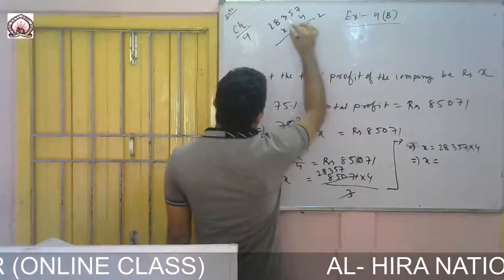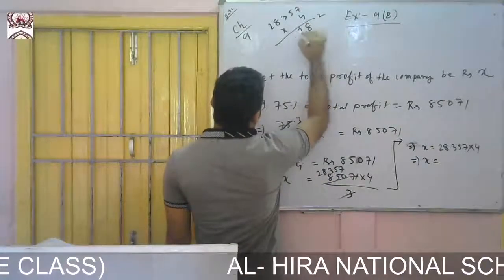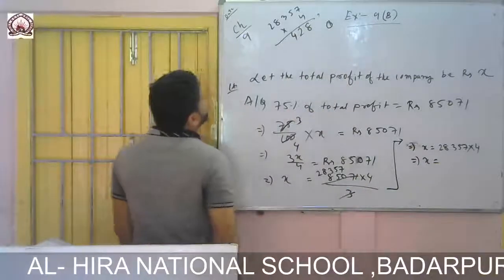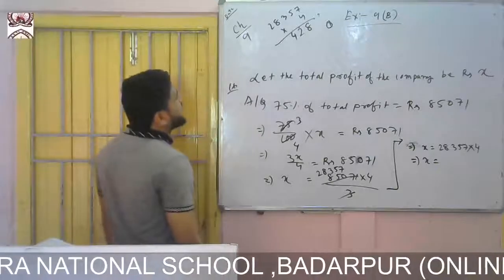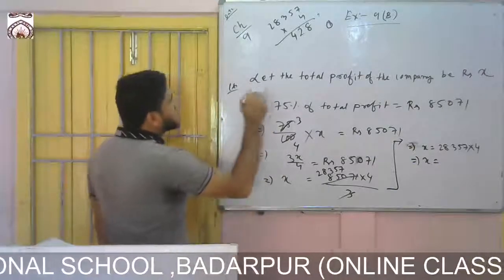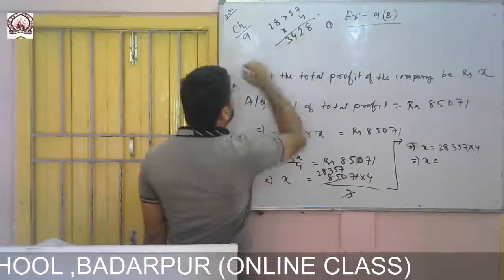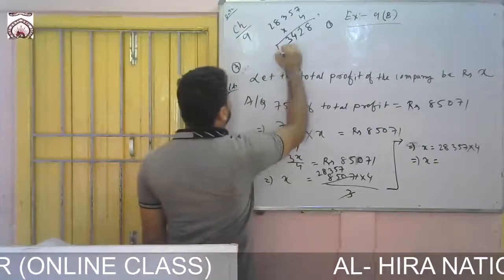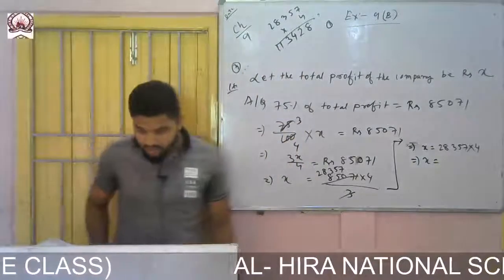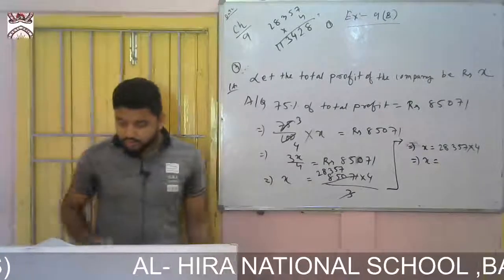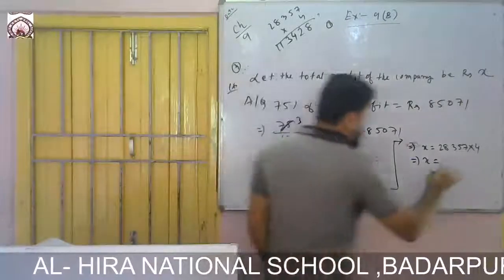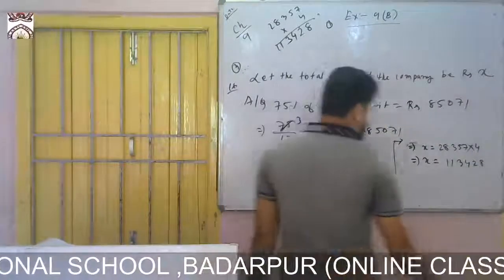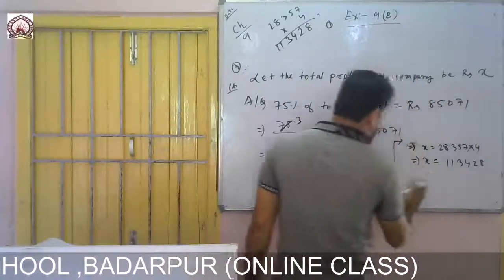3 4s are 12. 12 plus 2 is 14, hand remain 1. Then 8 4s are 32. 32, then hand 1, 33. Remain 3. 4 2s are 8, 9, 10, 11. 113428. So write 113428.